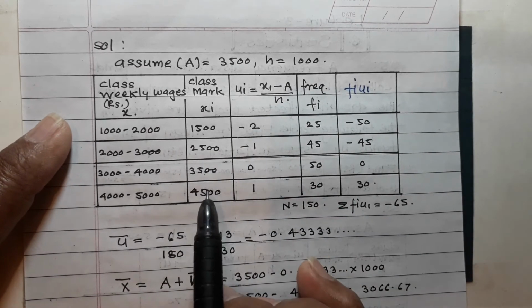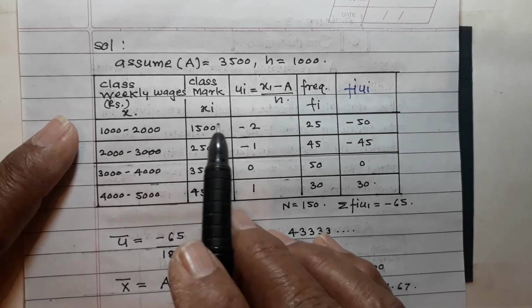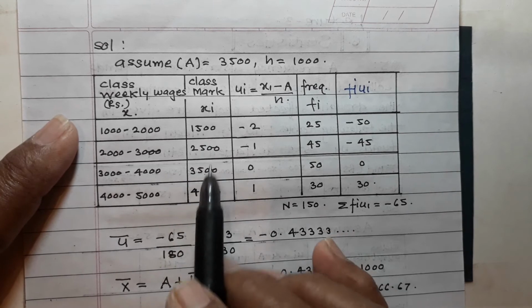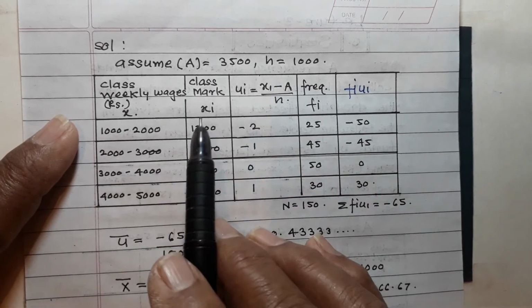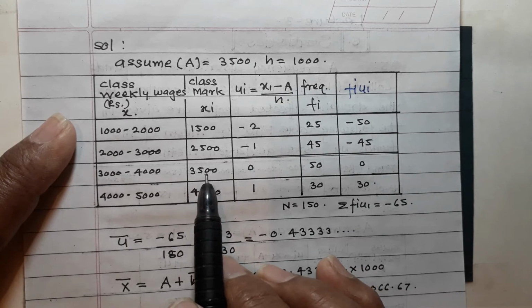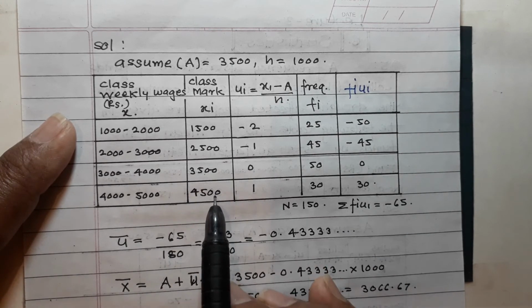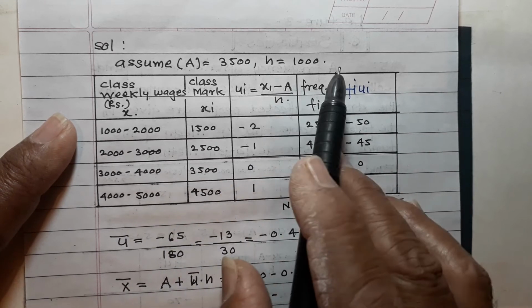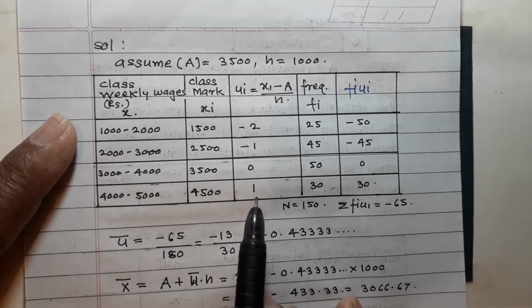But first you assume a mean. Now here the number of observations is 4, so from these you select your assumed mean. So I select the assumed mean as 3500. You can select any. If you select any, you will get the same answer.